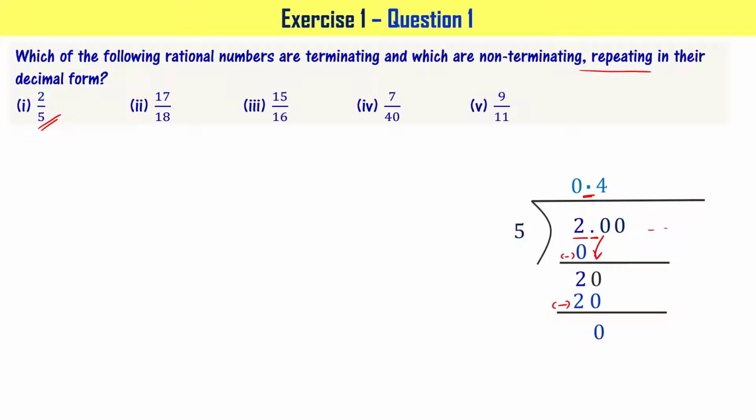Now let me write 2 by 5 as 0.4. This is the decimal expansion for 2 by 5. It is a terminating decimal, right? Meaning after 4, there is no other digit to represent 2 by 5, right? For that reason, we are calling this a terminating decimal.